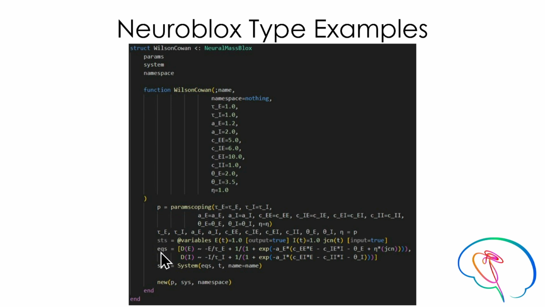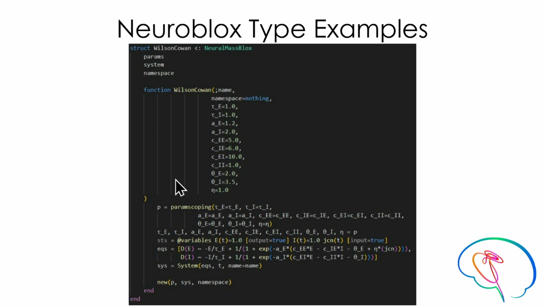The equations, exactly as before, you type them out symbolically using ModelingToolkit syntax. And finally, you just define your system, and you supply that system the namespace and optionally the parameters in your call to this new function. And this new function is a special function for any internal constructor that basically outputs an object of type Wilson-Cowan, right? Because this function is a constructor, so at the end it's going to construct an object of this type for us.